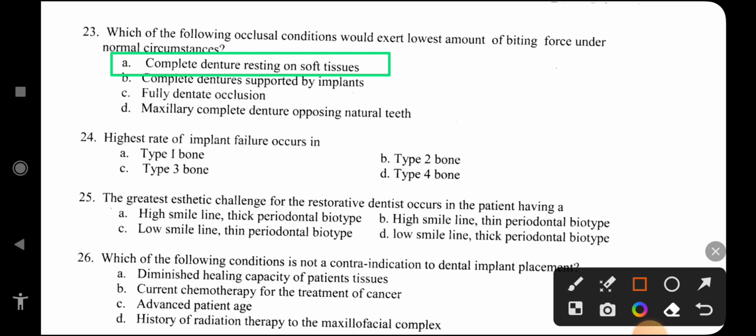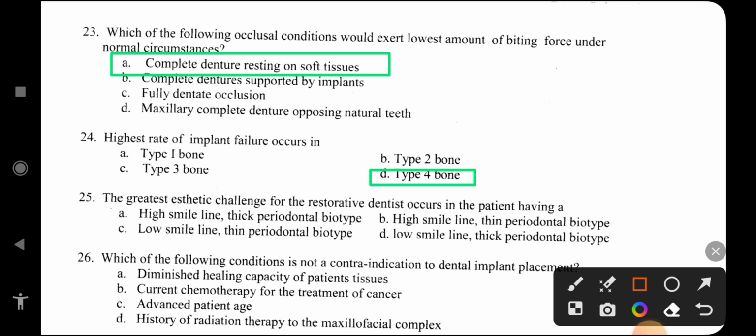Next question is, highest rate of implant failure occur in? Options are type 1 bone, type 2 bone, type 3 bone, or type 4 bone. And the correct answer is type 4 bone. In this, implant failure rate is highest.